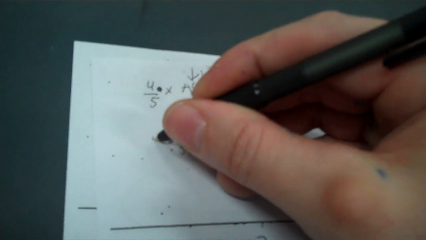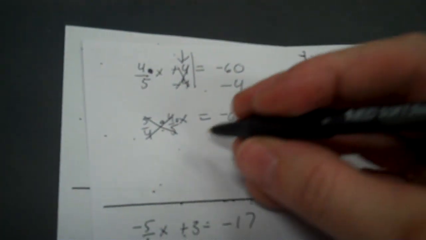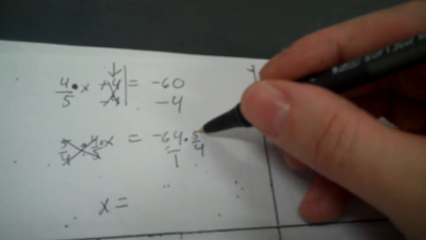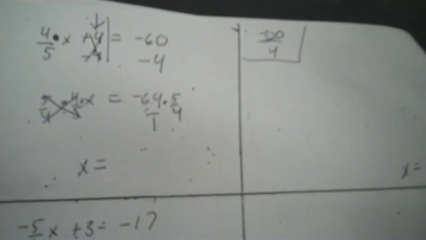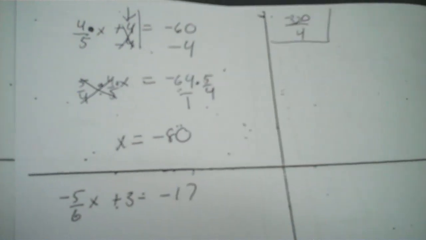Now you've got times, but it's times by a fraction. So what I do is reciprocate the fraction to 5/4 and then times the other side by 5/4. These can go bye-bye. And then just put a 1 under. Make a box somewhere so you can multiply the tops. Negative 64 times 5 is negative 320. 1 times 4 is 4. Then you divide negative 320 by 4, and you get negative 80.